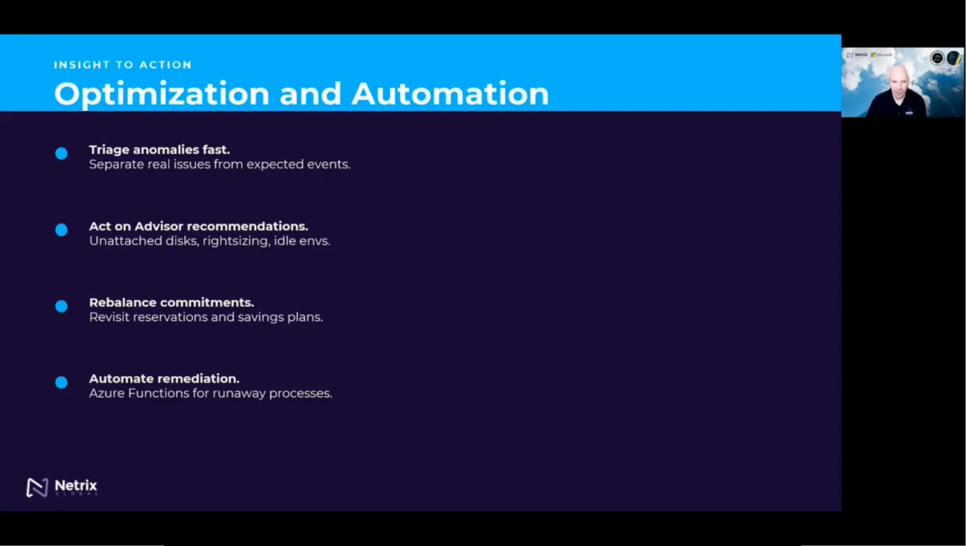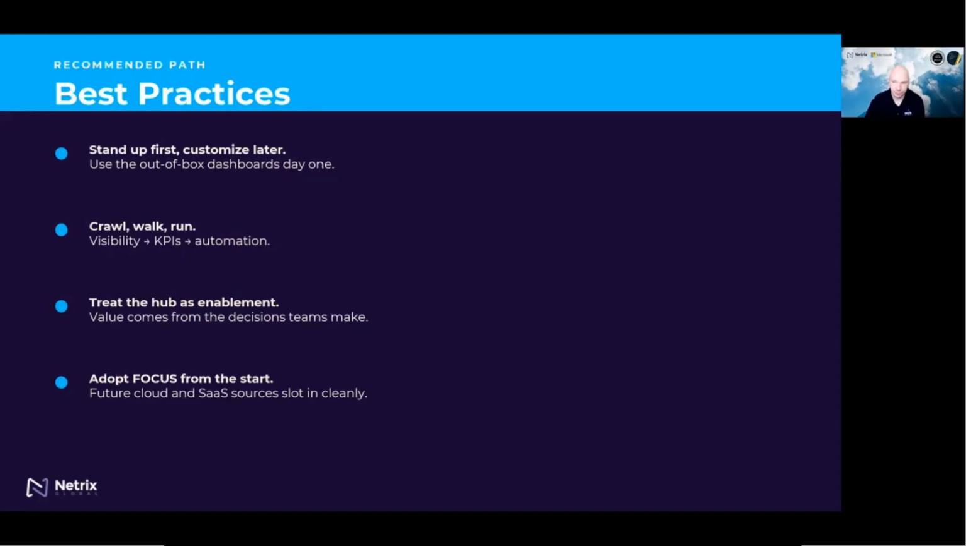And then finally, we talked a little bit about automatic remediation: Azure Functions, Logic Apps, auto-scaling policies, Azure Monitor. All these are tools that you can use to not only alert, but remediate the environment if something were to go horribly, horribly wrong.